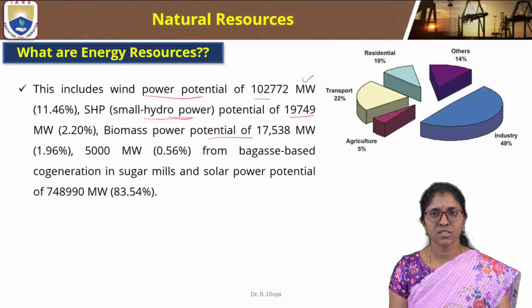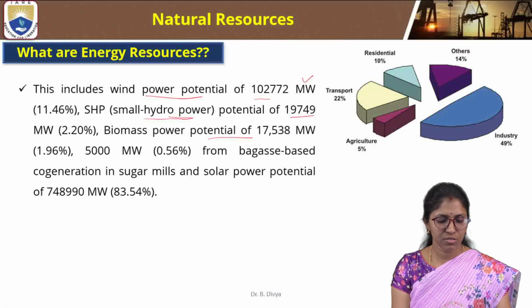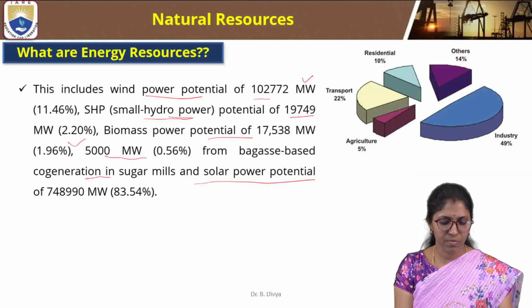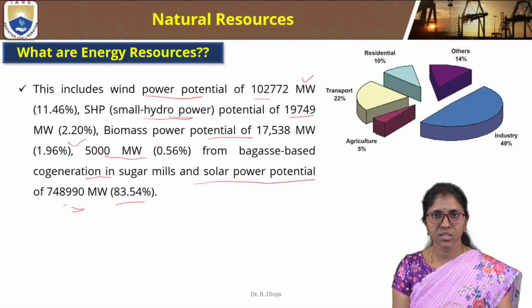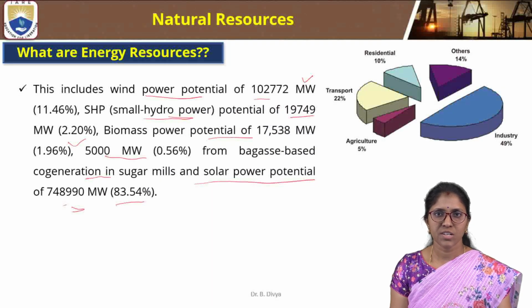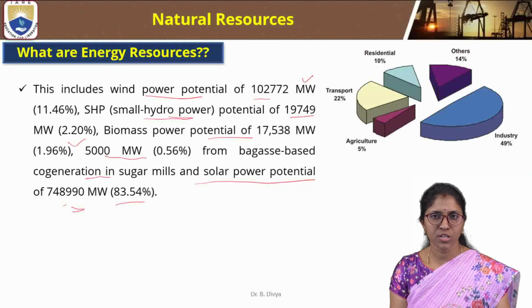Biomass power potential is 17,538 megawatts, that is 1.96%, and 5,000 megawatts from biogas based cogeneration in sugar mills, and solar power potential of 7,48,990 megawatts. So these energy sources include wind power, small hydropower, biomass power, biogas based cogeneration in sugar mills, and also solar power potential.